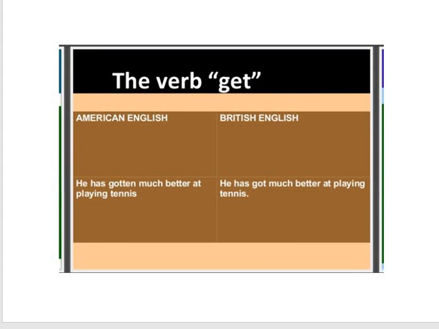The next is the verb get, in American English and British English, and how they use this verb. American: He has gotten much better at playing tennis. On the other side, British: he has got much better at playing tennis. That's the difference.